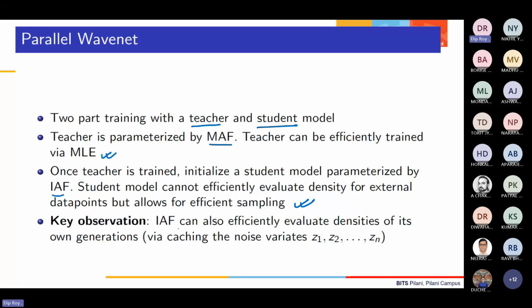Key observation: IF can also efficiently evaluate. This point is important. So first, these three points need to be clear in your head. What we are doing is we are using MAF. What does MAF do? MAF has the quality that it trains fast.